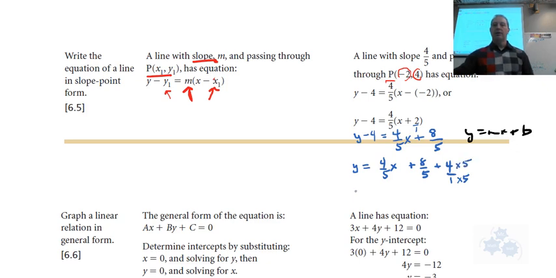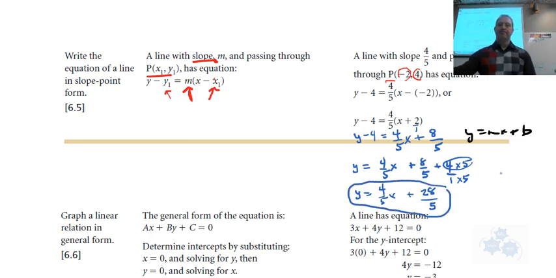And some of you are going, Mr. Maxwell, this is super easy. That's great. If this is easy, that's great. Let's just make sure it's easy. So that's 8 plus 20 is 28 over 5. We leave the common denominator there. And here you go. You have your y equals mx plus b. Okay? All right. So does that look good? Is everything correct there? Agreed?